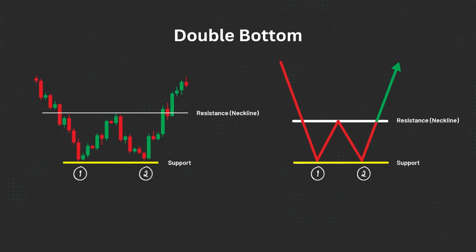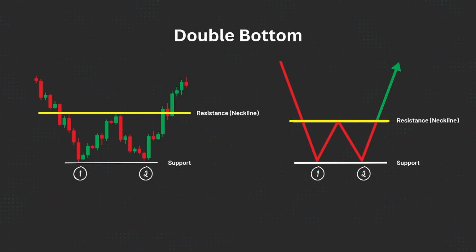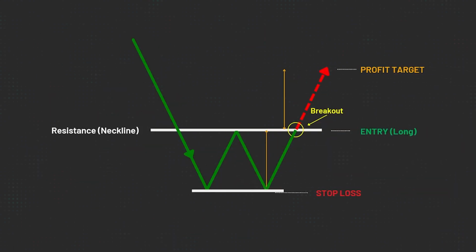This pattern is confirmed when the price breaks and closes above the resistance line, also known as the neckline, formed by the high point between the two bottoms. The optimal trade for this pattern is going long once the price breaks and closes above the neckline. For profit taking, the optimal target is usually a price zone that's about the same distance from the neckline as the height between the two bottoms and the neckline.